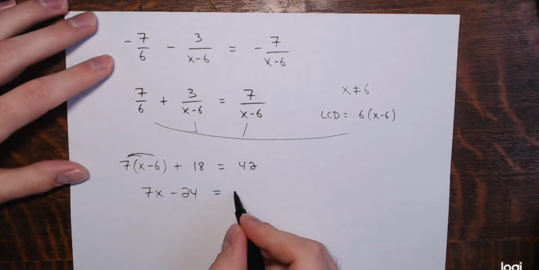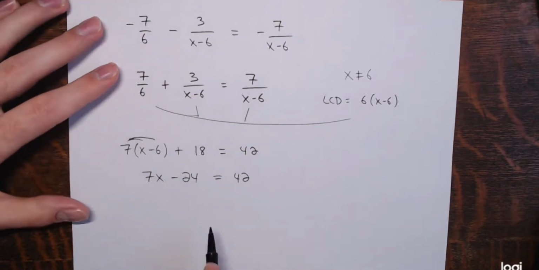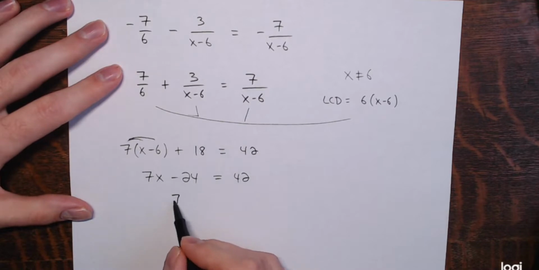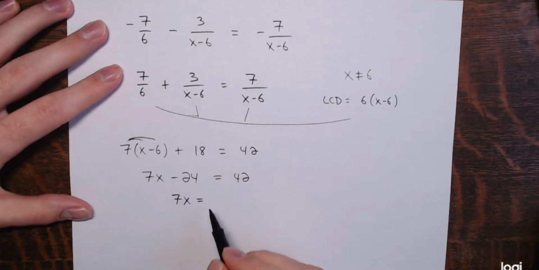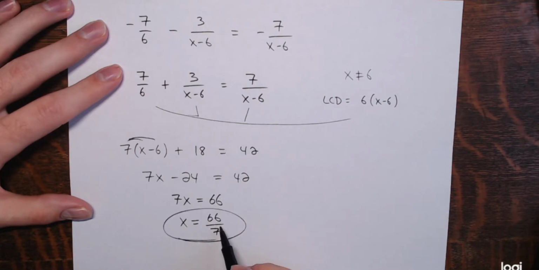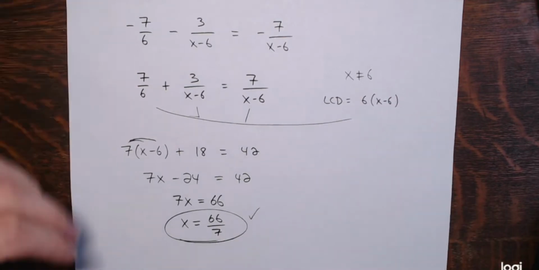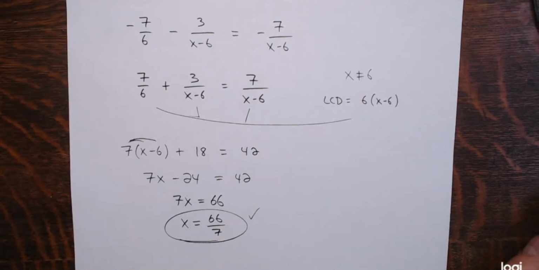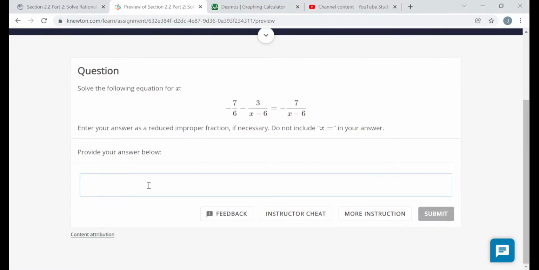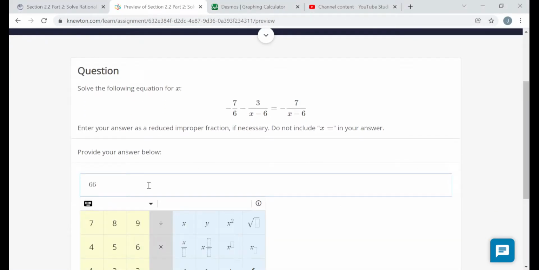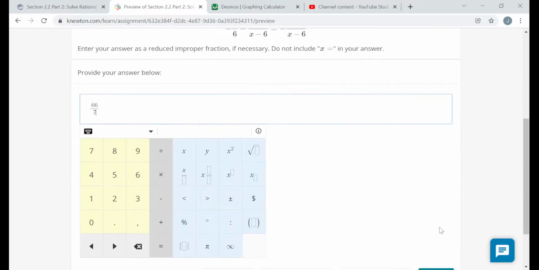equals 42. And then I add 24, get 7x equals 66, positive 66, and then divide by 7. So x equals 66 sevenths, and 7 doesn't go into 66 evenly, so this is as simple as this gets, and it's not 6. That is not 6, so that should work. 66 sevenths should work. And it says don't type x equals, right? Just 66 sevenths.